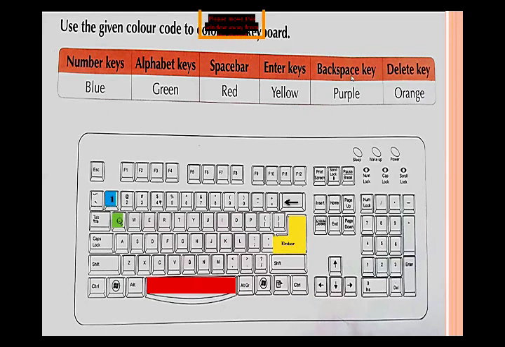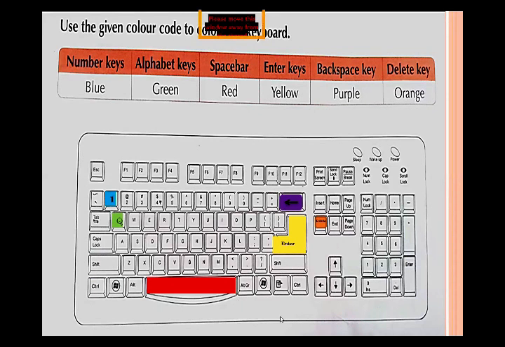Next is which one? Backspace key. Which is the backspace key? This is the backspace key and you will color it purple. Okay. Next is the delete key. Use the orange color in the delete key. Like this, you will use these different colors which are given in the book. You will follow them and complete this activity.